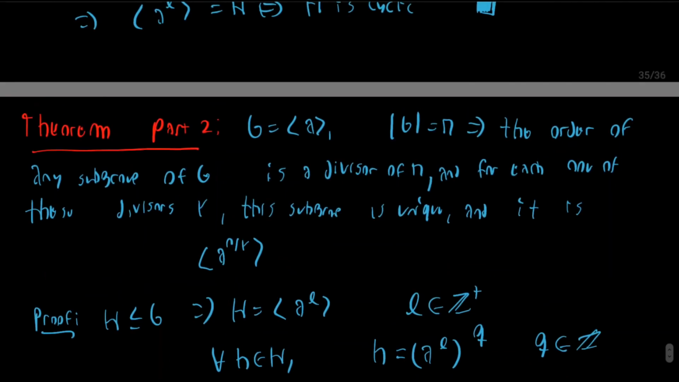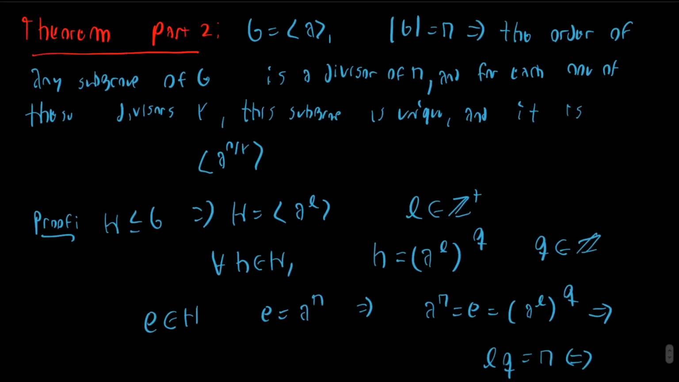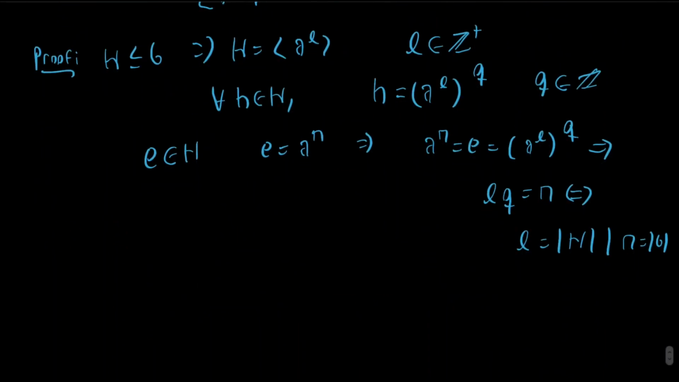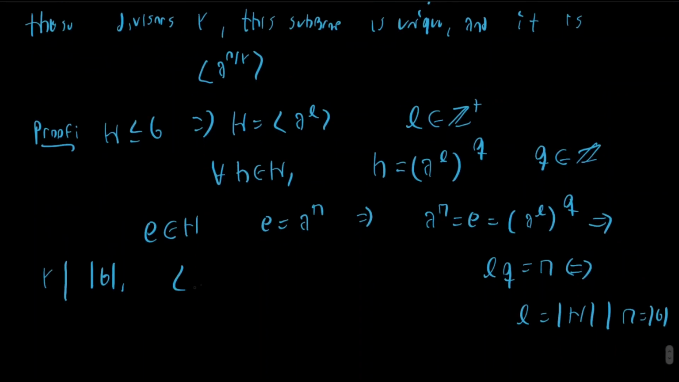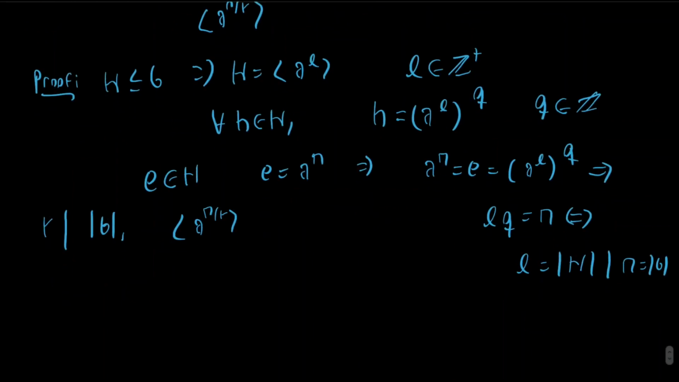And so we have reached the proof for the first part of this second part of the theorem. For the remaining assertion, which is the uniqueness of the subgroup of such order, we will now proceed to prove this fact, and as we can see, it is pretty straightforward. Being R a divisor of the order of G, we have that A to the n over R is a cyclic subgroup of order R. Well, why is that?